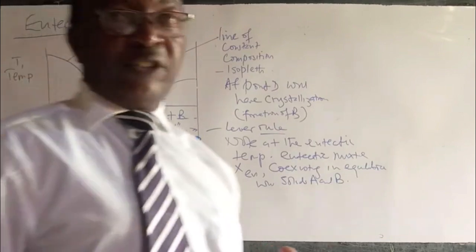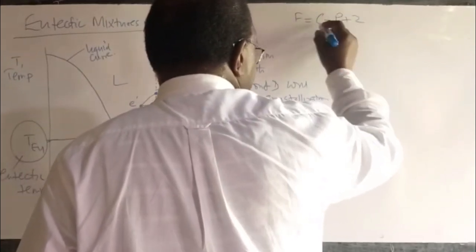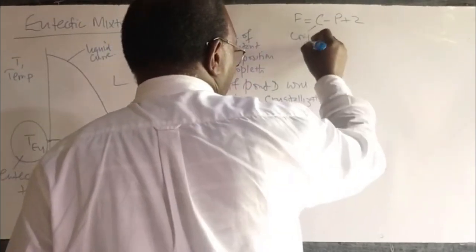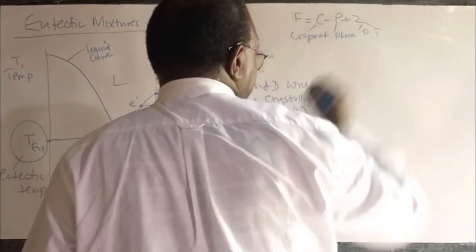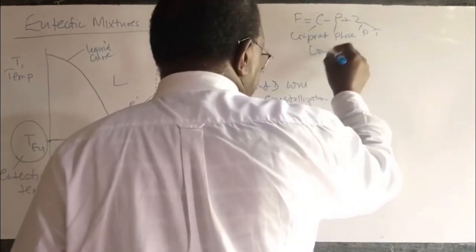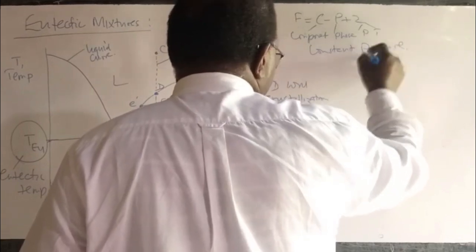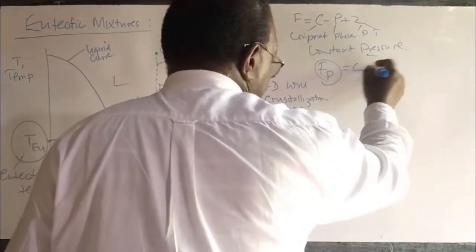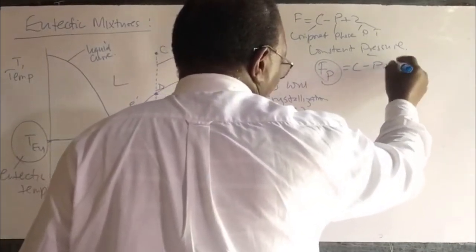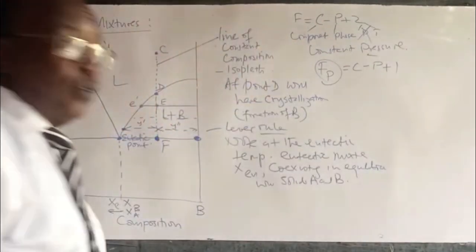So if you look at our discussions on phase equilibria, we said that because these things are done under constant pressure, the phase rule, which is normally C minus P plus 2, where C is the number of components, P is the number of phases, and the 2 stands for pressure and temperature. Under constant pressure, the phase rule, which I can denote with the subscript F_P, will be C minus P plus 1. Remove that because now pressure is constant, so we are left with only one variable there.